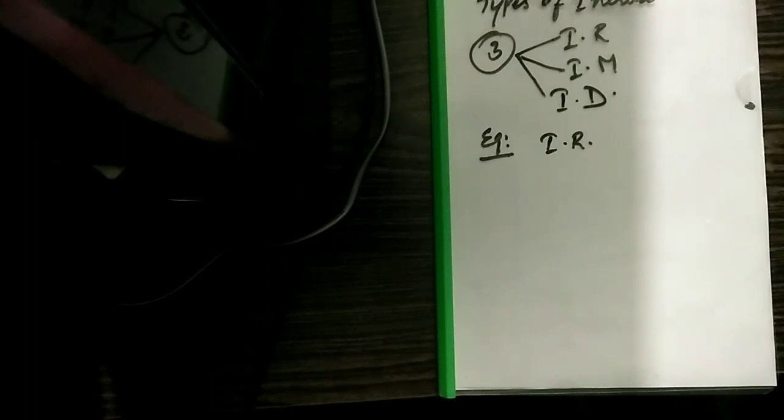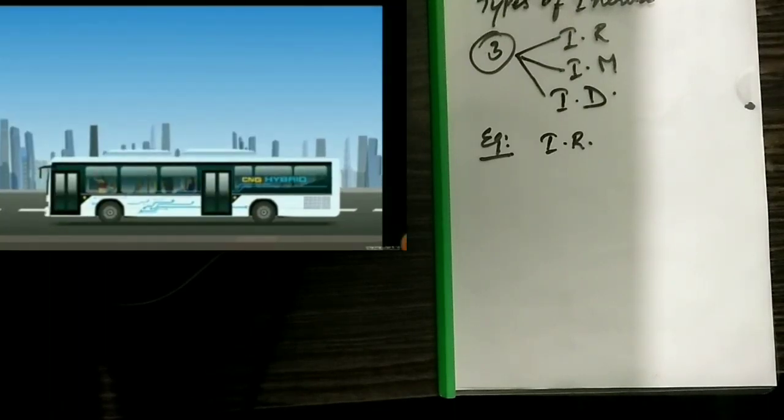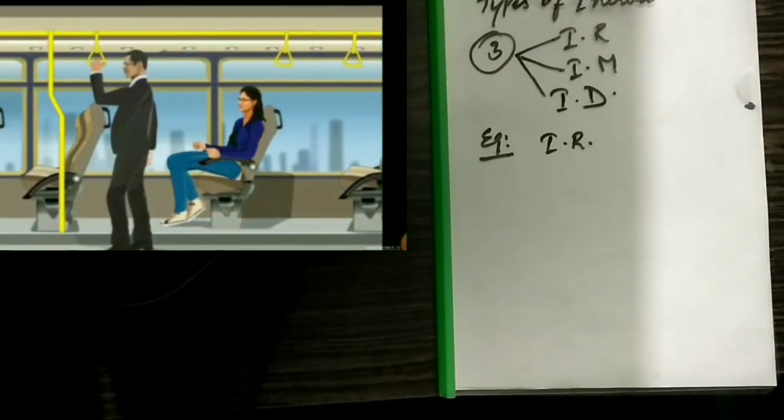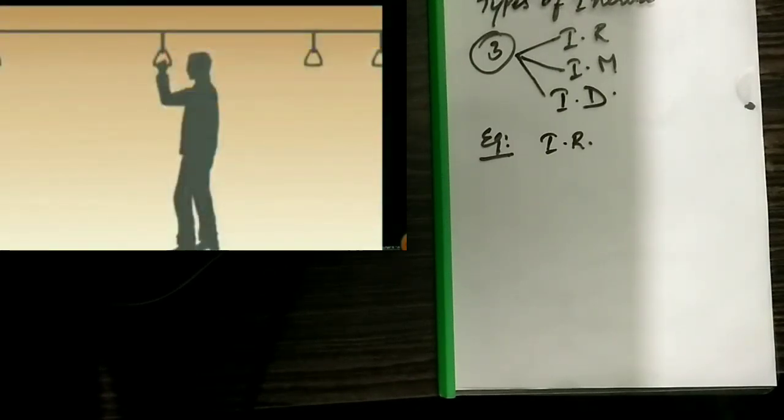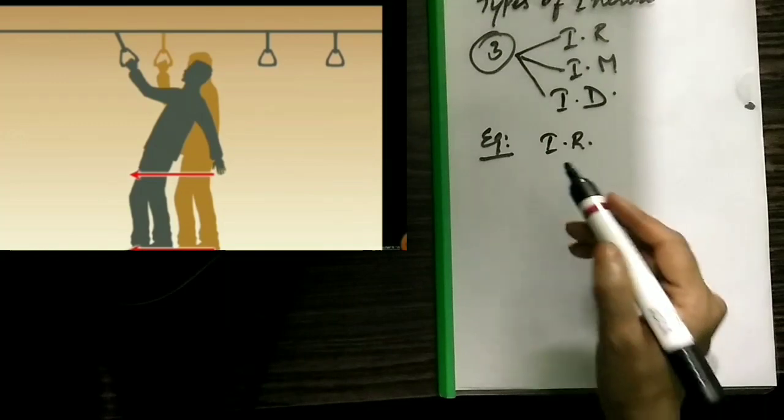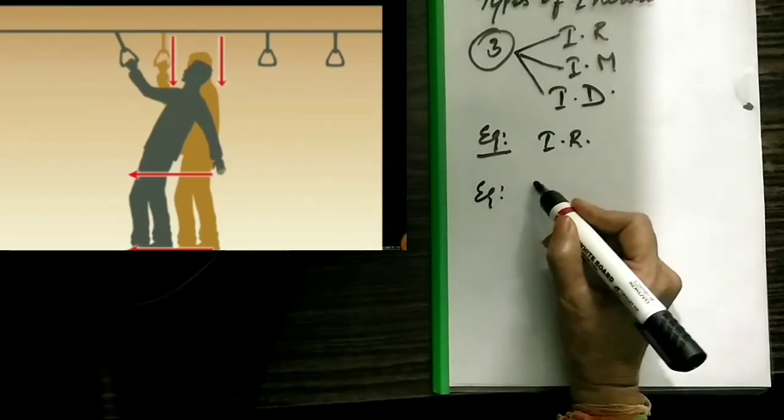What happens in this case? The analysis says that the legs which are in contact with the bus floor automatically gain the velocity of the bus when it starts, but the upper body still continues to be at rest. This is the reason the passenger sitting in a bus which is at rest falls backwards when it suddenly starts.